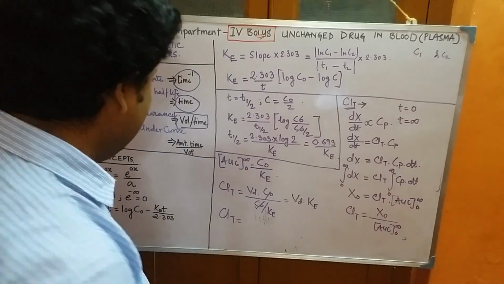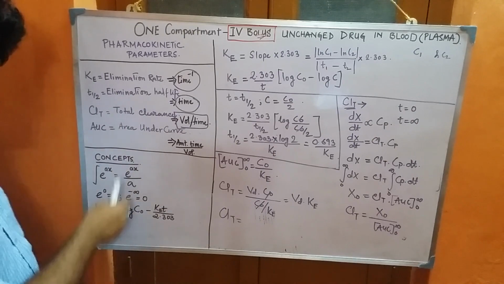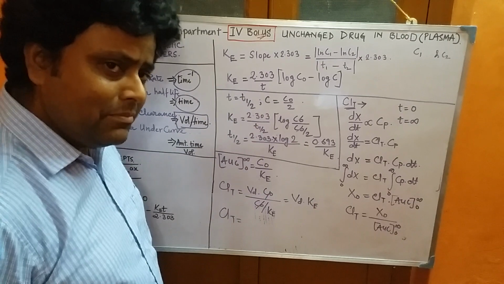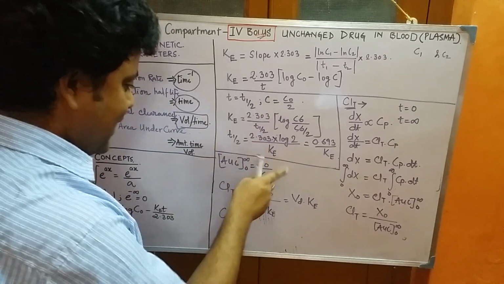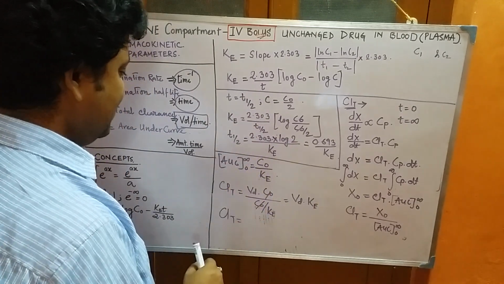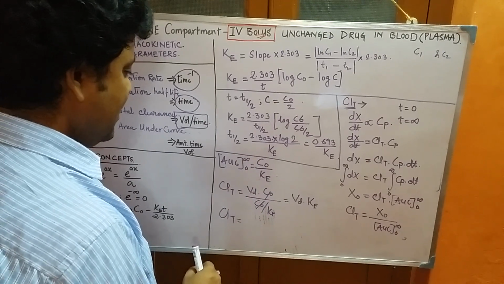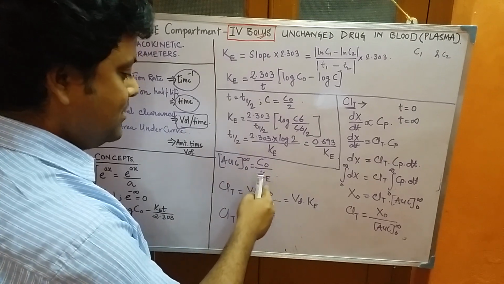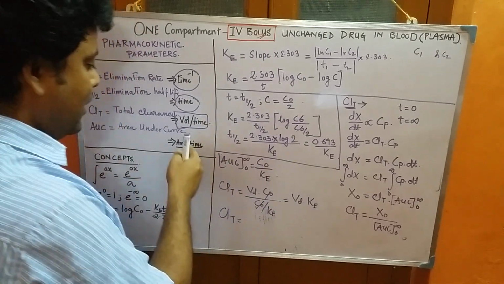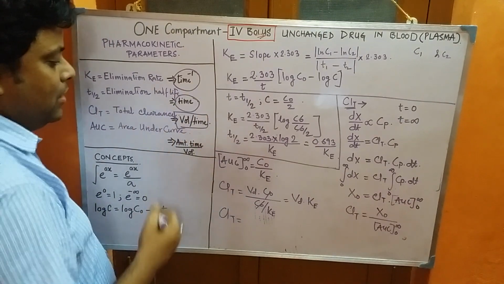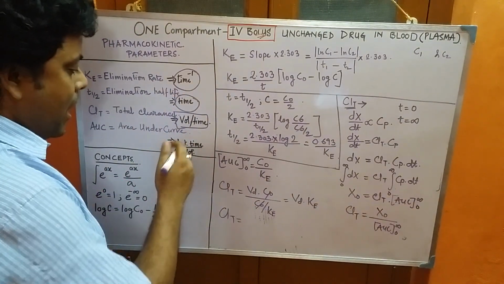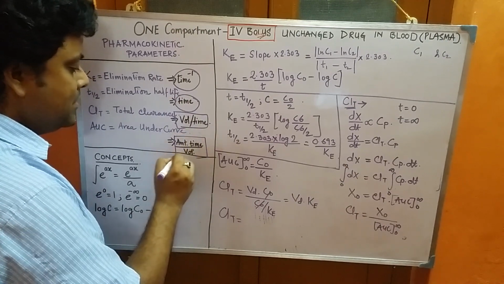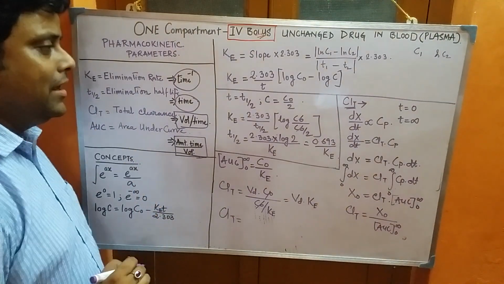And to derive the integral method, we need these two concepts, and we derive the equation as C naught by Ke. As per this, concentration means amount per volume and Ke means per time. So it goes to the top, and the unit becomes amount per volume into time. So this is the unit for area under the curve.